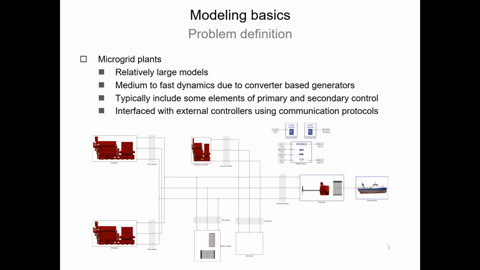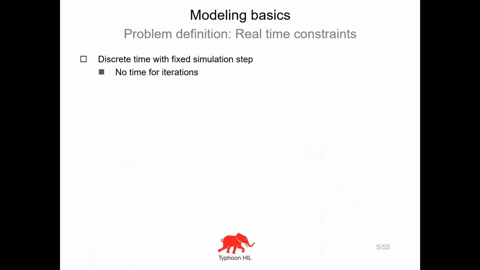When modeling microgrid plants for hardware-in-the-loop testing, we are also interested in modeling certain control elements as well. Typically, we model primary controllers like converter controllers or protective relays. And they're usually interfaced with external controllers using some sort of field bus communication. So in addition to plant modeling, our Hill machines need to offer support for control modeling as well, and field bus communication protocols as well.